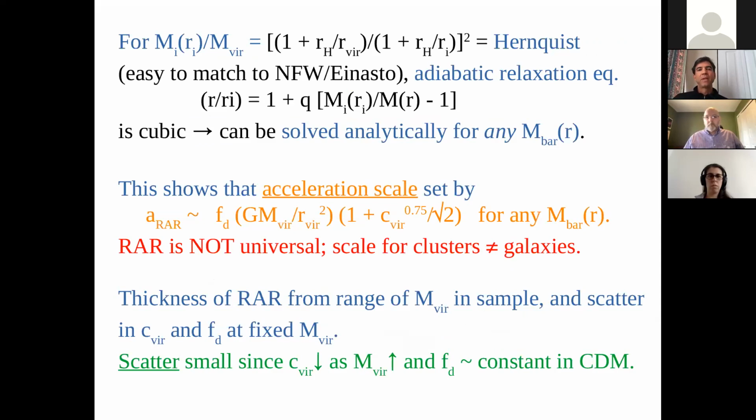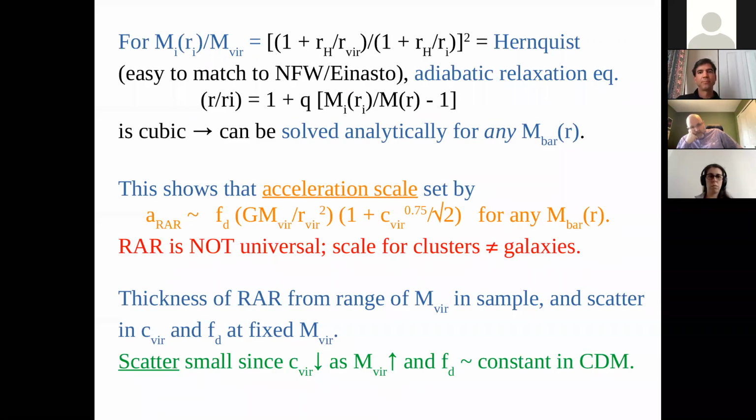Okay, so we looked a little bit more at this problem, and we found that we could get some sort of pretty clean picture of why, not of why it worked, but of where the radial acceleration relation comes from. Okay, and what you can do is you can say, well, one ingredient is what was the initial mass profile. And the initial mass profile would normally be something like an NFW profile or an Einasto profile, but it turns out that you can approximate it with a Hernquist profile, which is pretty similar.